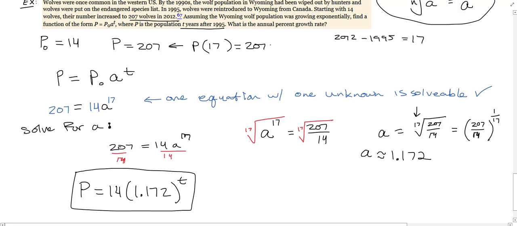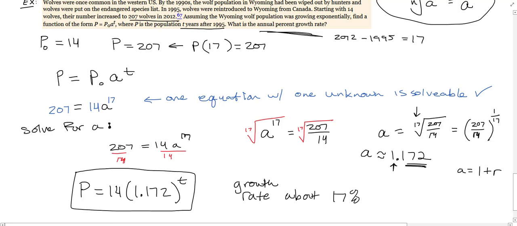The question says, what's the annual percent growth rate? That growth rate is basically R in that equation. If you remember earlier, a was 1 plus R, because the 1 in the front is like the original 100%, and so it's growing by what's after the decimal point. So it's growing by 0.17. So the growth rate is about 17%. And that is it for this one.